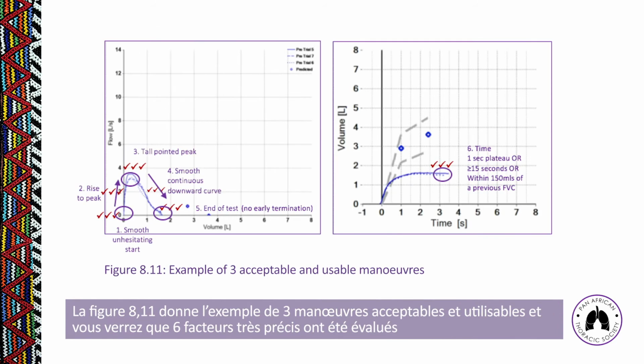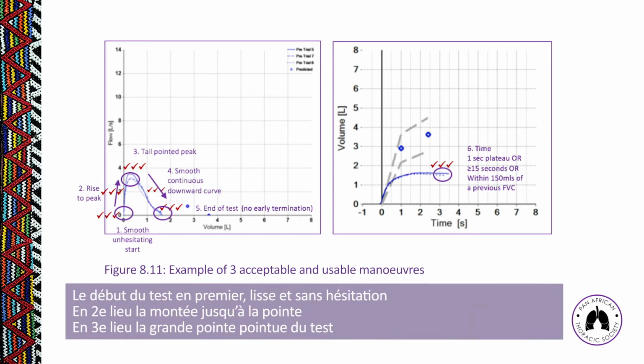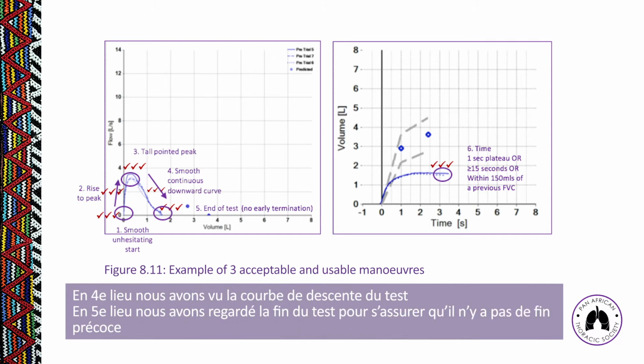Figure 8.11 is an example of acceptable and usable maneuvers, and what you'll see is that 6 specific areas have been assessed. The start of the test is number 1, it is smooth and unhesitating. Number 2, we've looked at the rise to the peak of the test. Number 3, we've looked at the tall pointed peak of the test. Number 4, we've looked at the downward curve of the test.